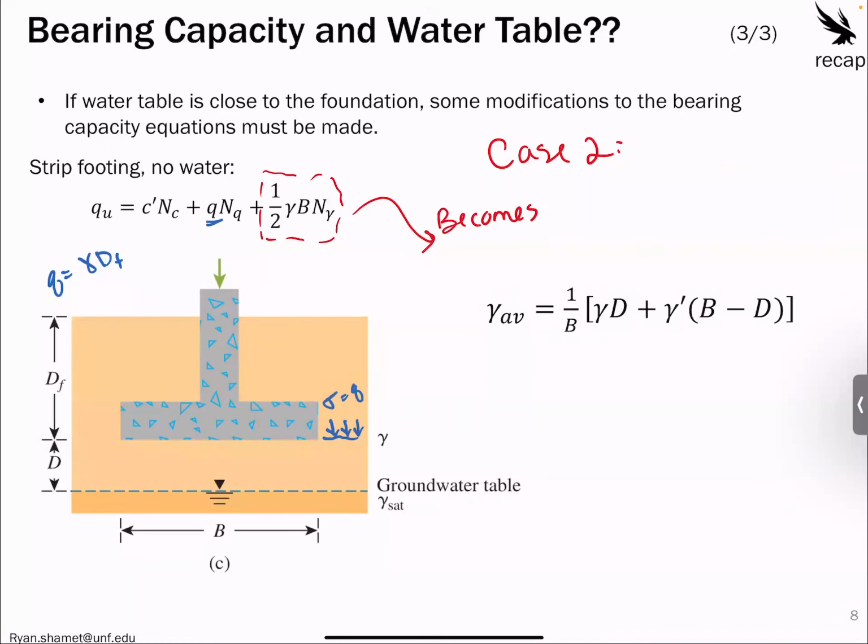But instead, for case 2, we use an average unit weight. So it's the average unit weight below the footing. So we just apply it in this equation. This average unit weight incorporates the section that is saturated or not saturated. So saturated would be the submerged unit weight.